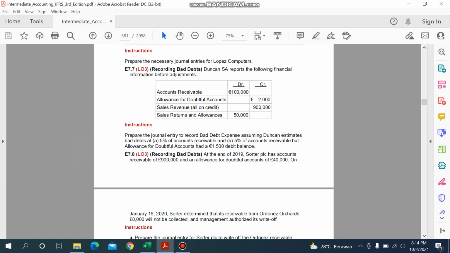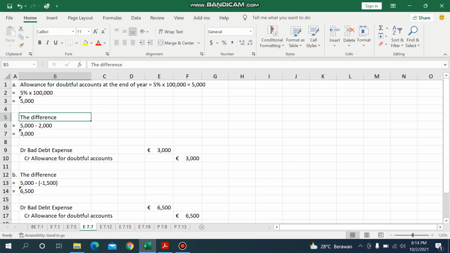Meanwhile, here it is only 2,000. So we need to add how much in order to get 5,000? We need to calculate the difference. The difference will be 5,000 minus 2,000, so it will be 3,000 that we need to adjust, from 2,000 to 5,000.